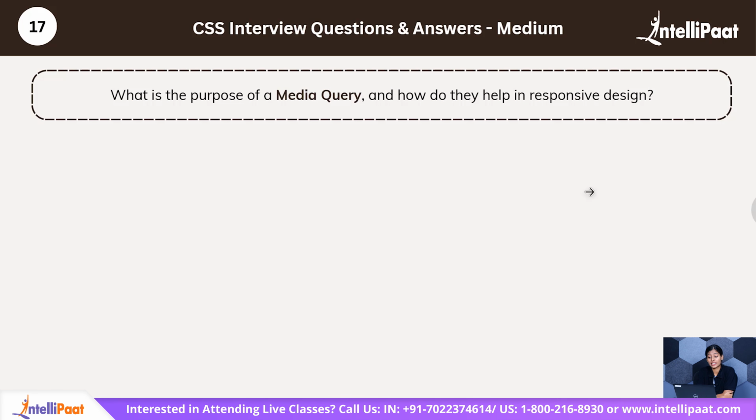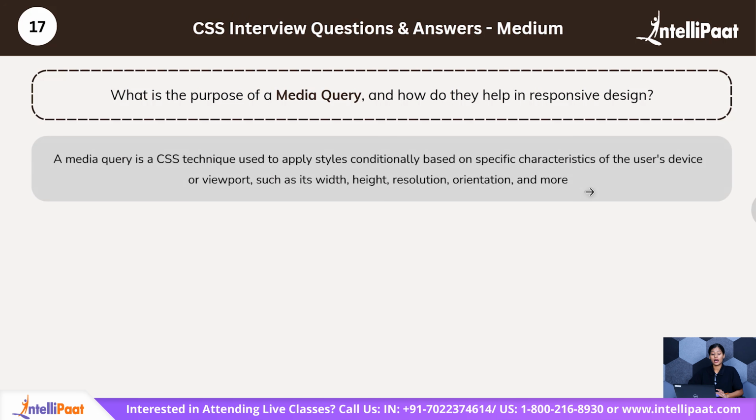What is the purpose of a media query and how do they help in a responsive design? Now at this point, if you have used CSS a lot, you must already know that media query is something which helps in responsive design. Or in technical terms, a media query in CSS is a technique which is used to apply styles conditionally based on specific characteristics of the user's device or viewport, such as its width, height, resolution, orientation, and more.